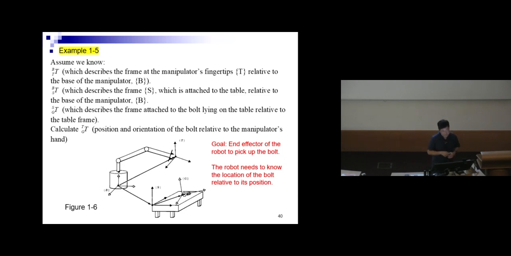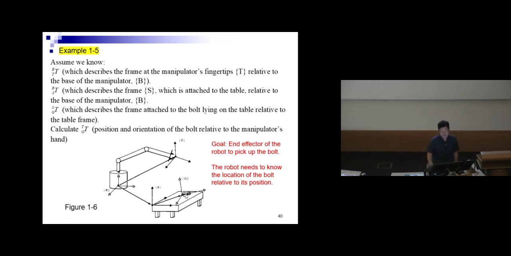Okay. So in this case, we're given a setup like that. This is one configuration. We have a robot manipulator. As we keep mentioning, a robot manipulator has a base as well as an end effector. The base is given a frame called B, so this is the base frame of your manipulator. And then T is the frame attached to the end effector. So this is your manipulator.